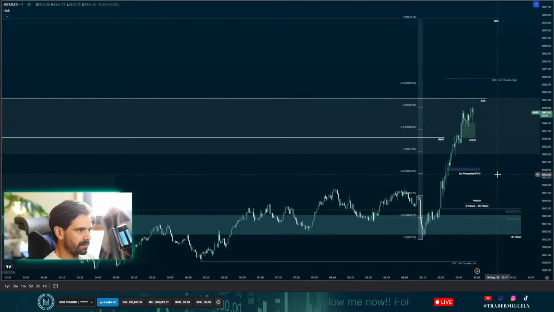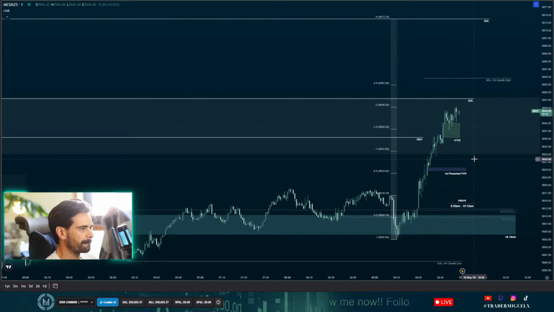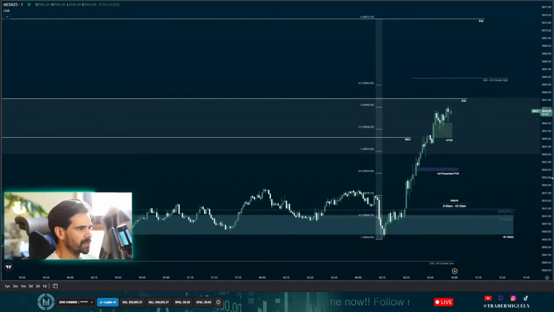I guess that's the best choice that you can make when you have some kind of news driver, because sometimes you can even be right with the direction of the trade and the direction of the market, but price will stop you out with some kind of volatility that these news drivers usually produce.